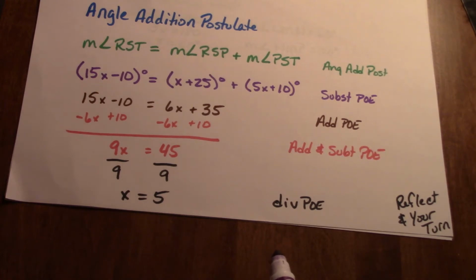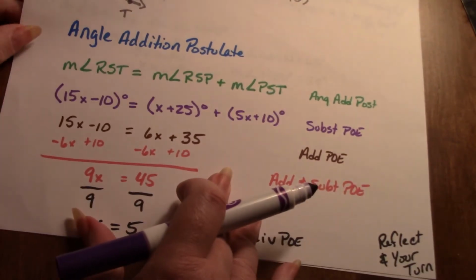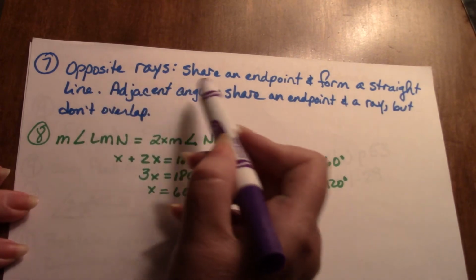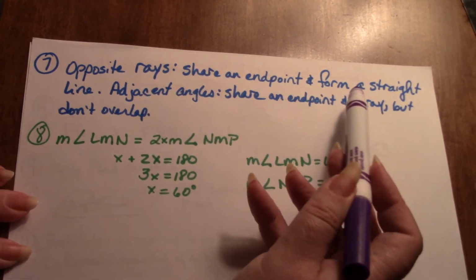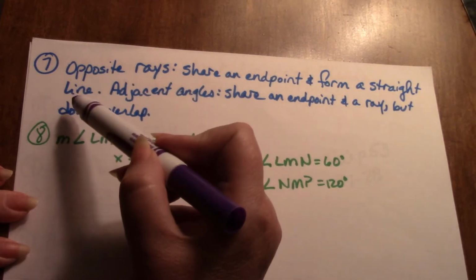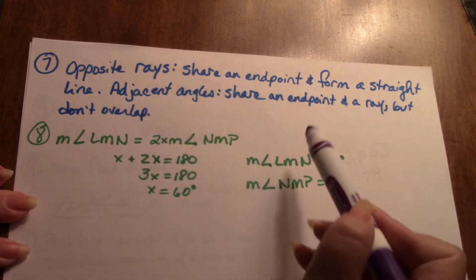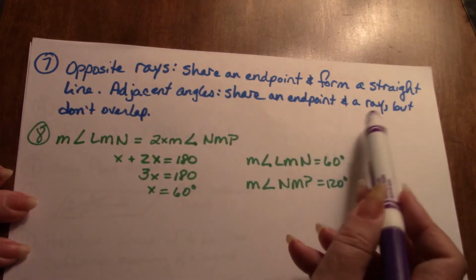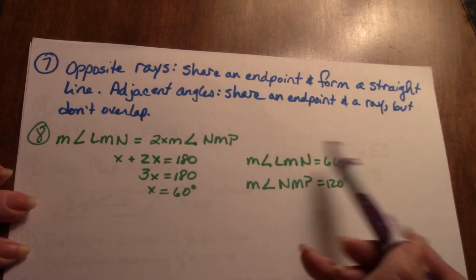Pause here to do reflection number 7 and your turn number 8. Come back when you're done. With number 7, opposite rays share an endpoint and form a straight line. Adjacent angles share an endpoint and a ray, but they don't overlap.